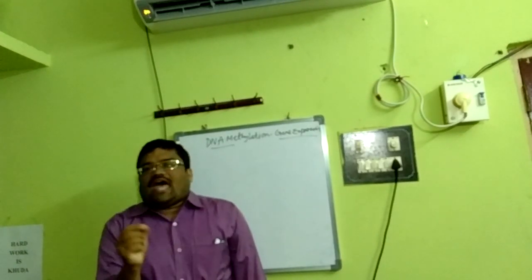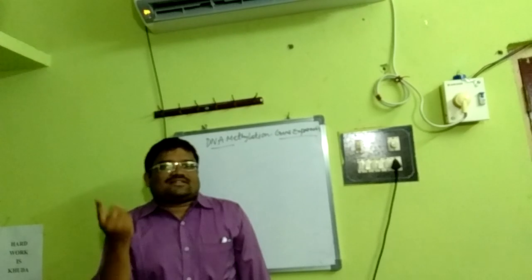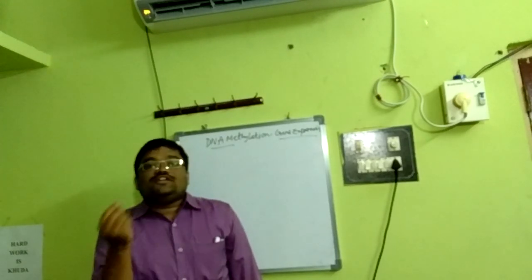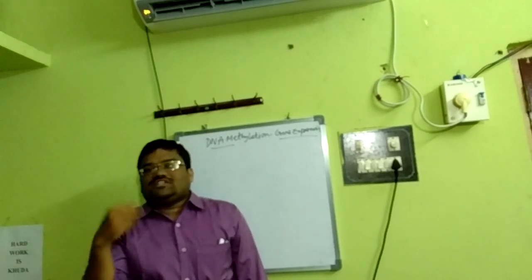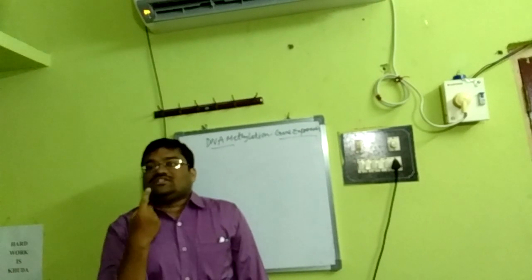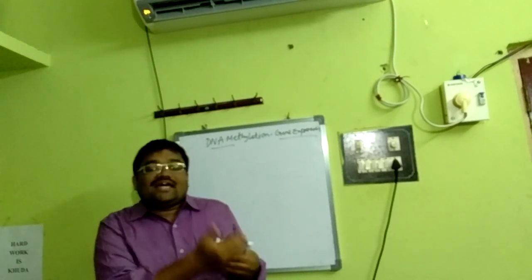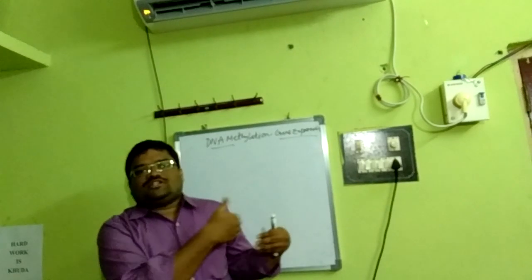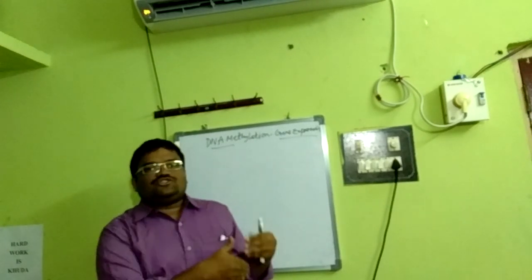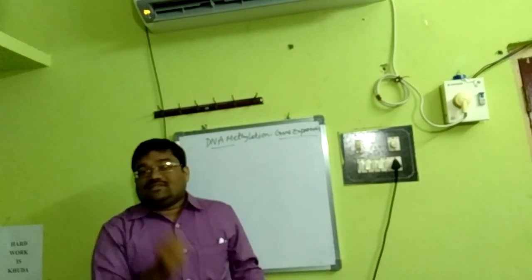Demethylated DNA leads to activation of genes. Just like in yesterday's class, histone acetylation leads to gene expression being on, whereas histone deacetylation leads to expression being off. It is the same concept: methylation leads to inactivity, that means expression is off, whereas demethylation leads to expression being on. That's the basic concept.